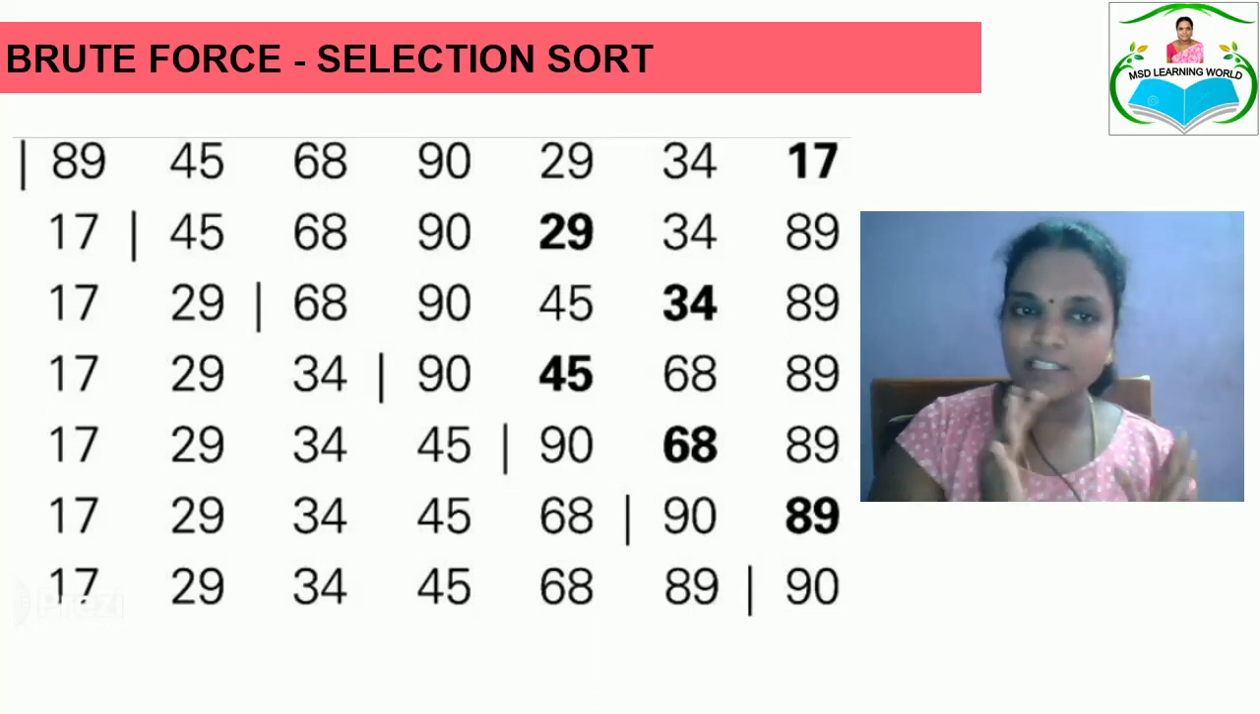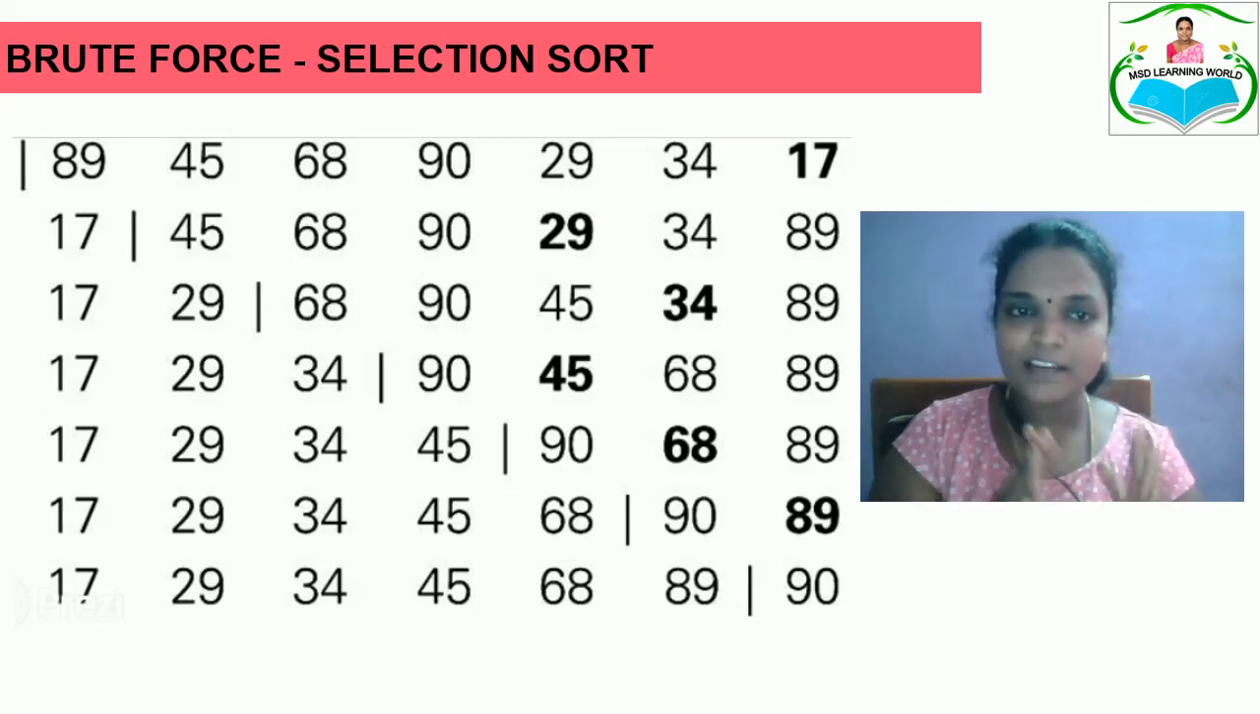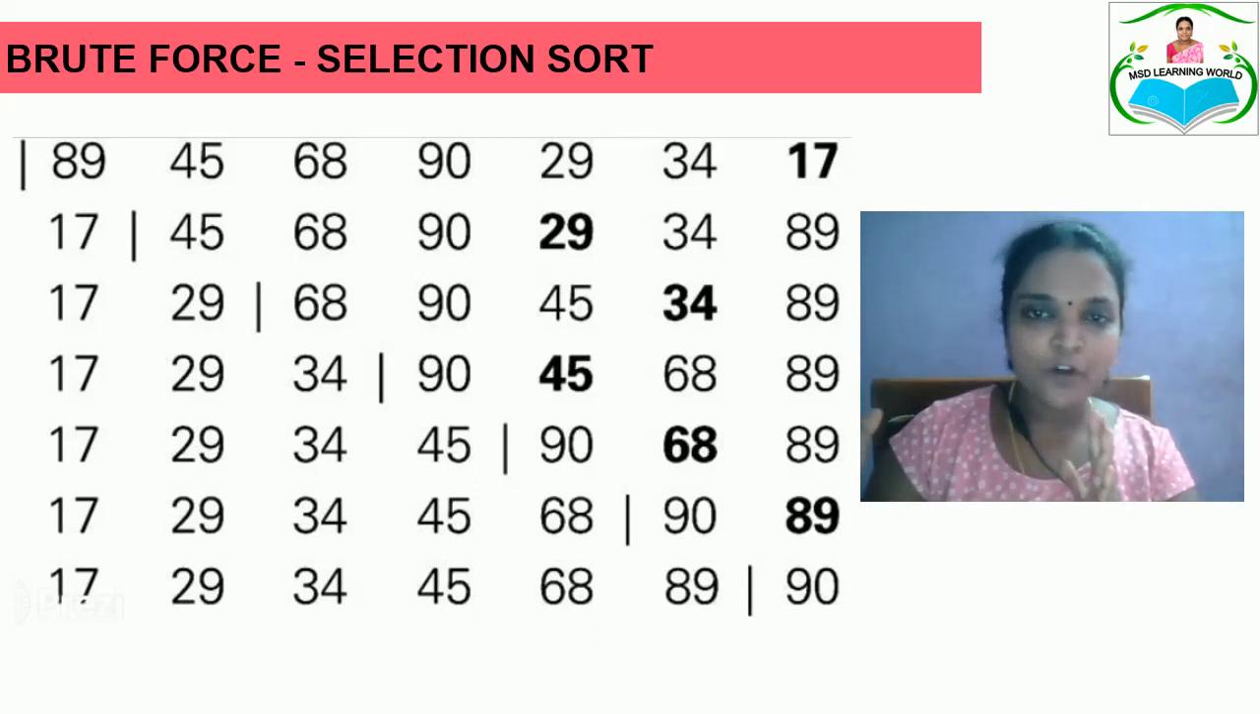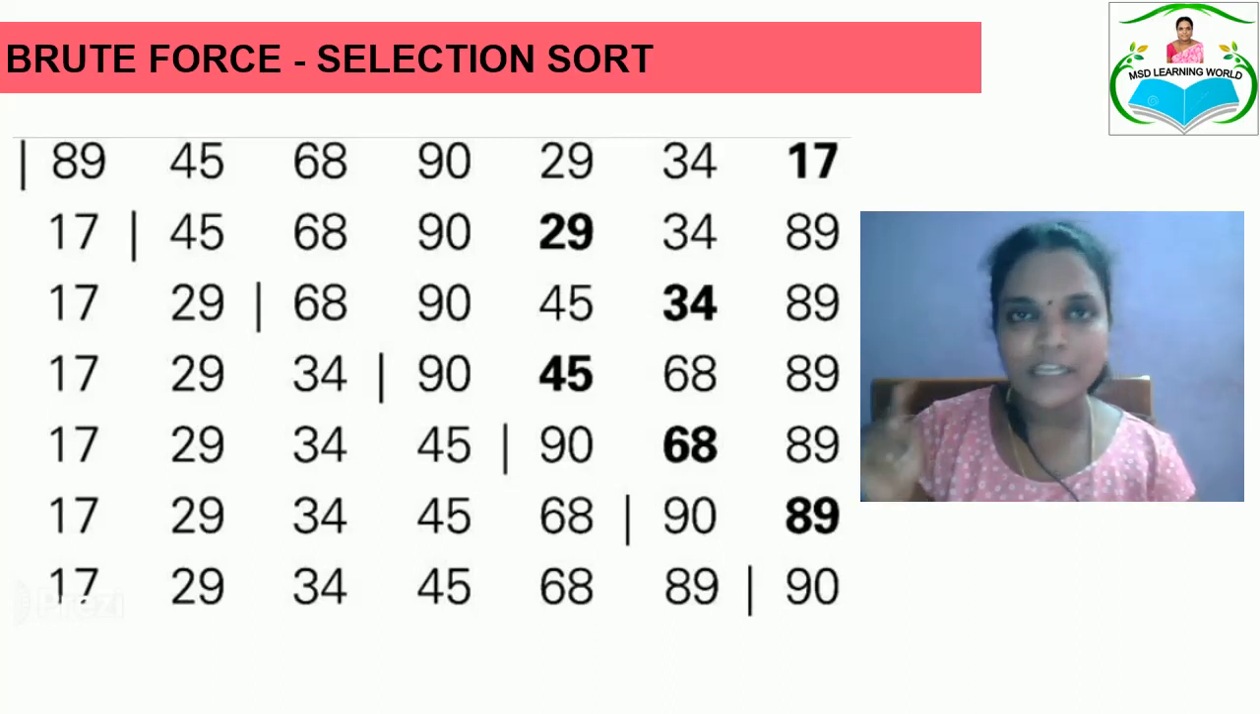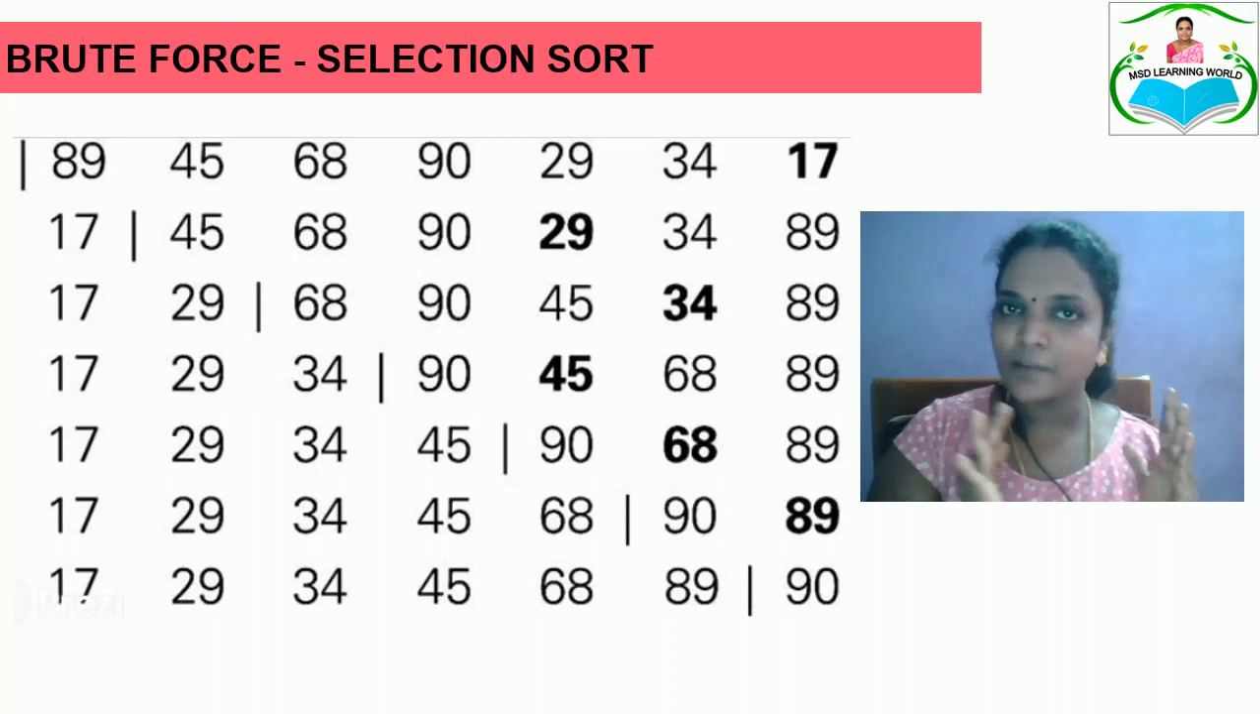Now, this 17 alone is going to be decided as the left sublist, and the remaining 6 elements from 45 to 89 is going to be assumed as the right sublist. So, now from the 45 to 89, which is the minimum element now? The minimum element is 29. So, now 29 is selected and it is placed in the second position of the left sublist. So, now 17 and 29 is the element of the left sublist which is in the sorted order.